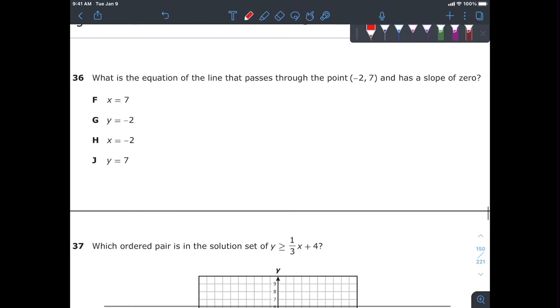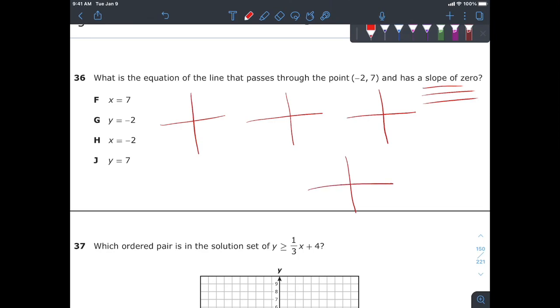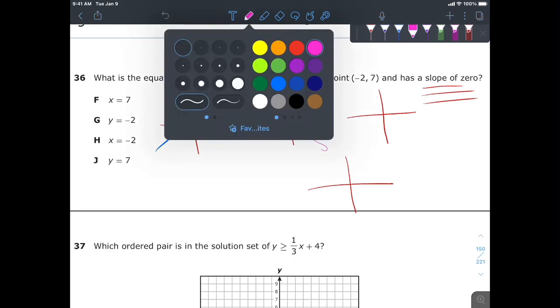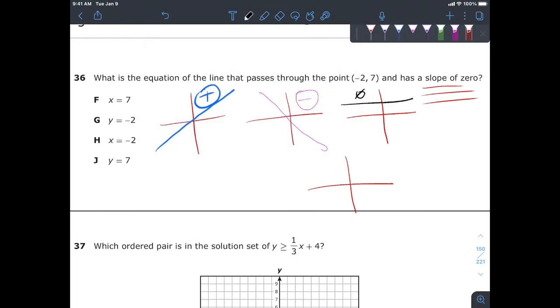Number 36. What is the equation of a line that passes through this point and has a slope of 0? So, remembering, we have 4 different slopes. Positive, negative, zero, undefined. Now, as far as these two guys, undefined is always x equals some number. 0 slope is always y equals some number.